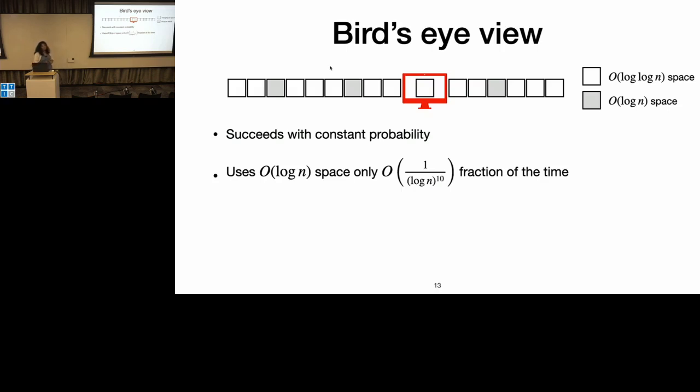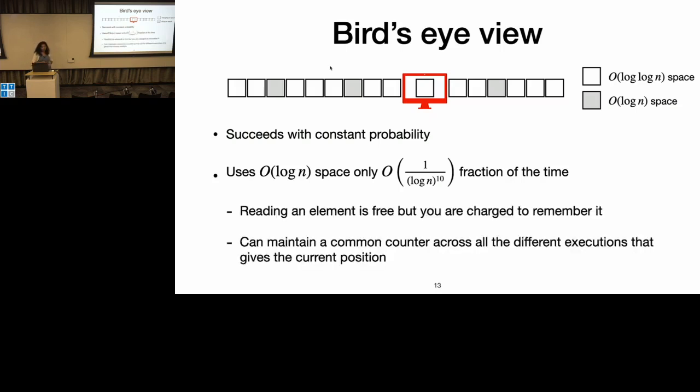As I mentioned before, the properties we are going to target are: we want constant success probability, and we want the space usage to be log n only for a tiny fraction of the time. Everything else is going to be log n. So you might wonder, each entry itself, to read it, you have log n space, then what do I mean by it?